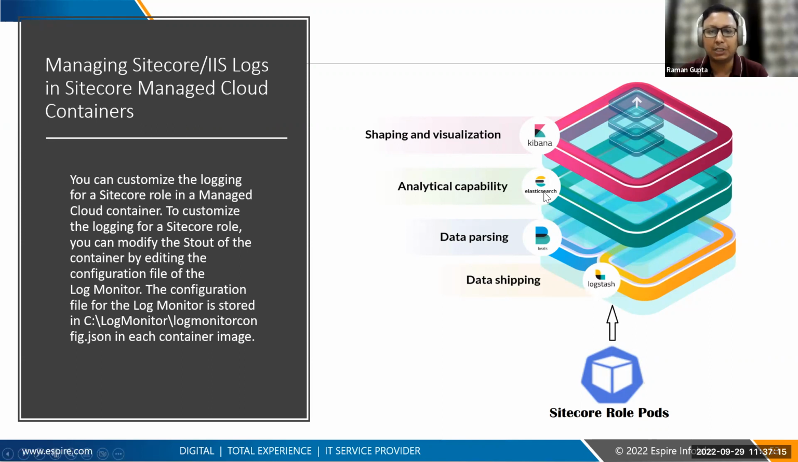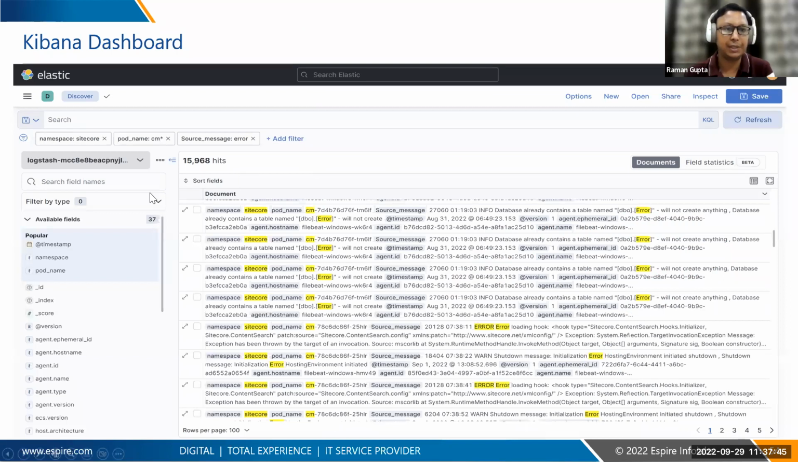So the three lower-layer components you are seeing here are part of the AKS cluster. The upper two components, Elasticsearch and Kibana, are part of Elastic Cloud. All the parsed data stored in the Elasticsearch database is passed on, and users can view this data via the Kibana interface. In the next slide, I will show the Kibana interface. Sorry, so yes, this is the Kibana interface.